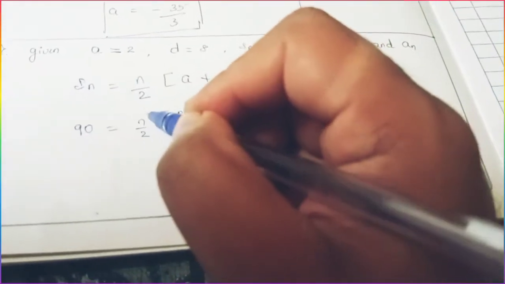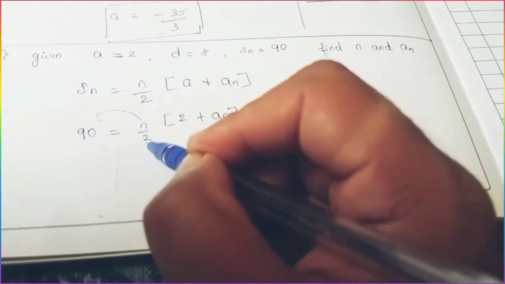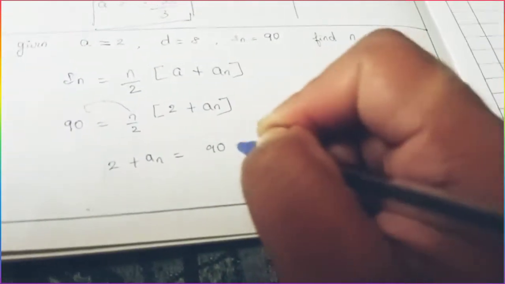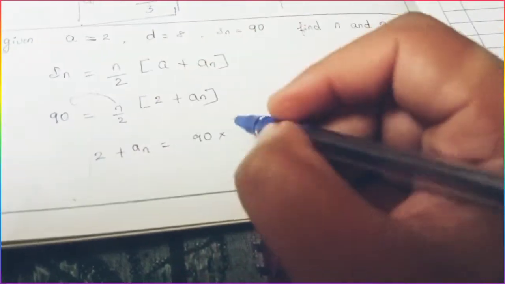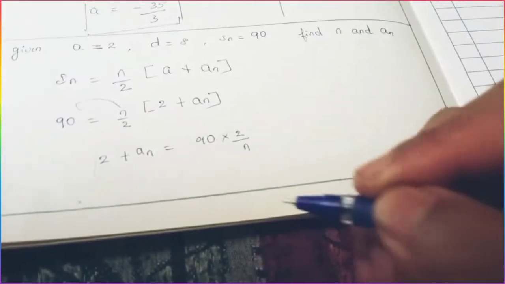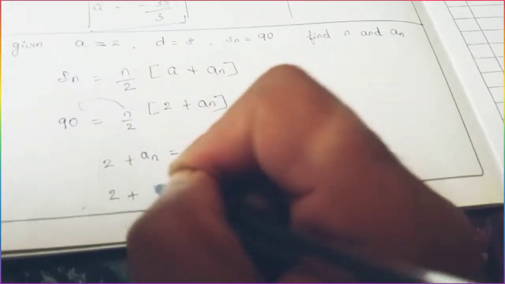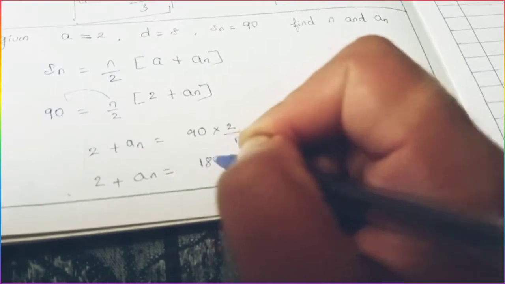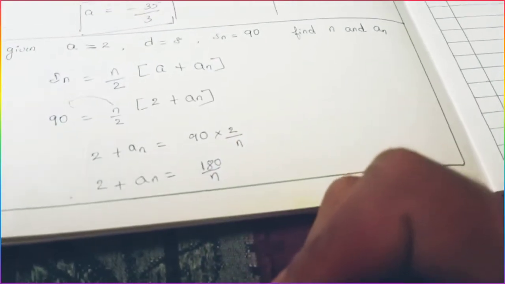Now I will transpose this n by 2 to the other side of the equals. So the denominator number goes to the numerator and numerator factor goes to the denominator. So I can write 2 plus an is equal to 90 into 2 goes for the numerator 2 and n goes for the denominator. 2 plus an equals 90 into 2 is 180 by n.